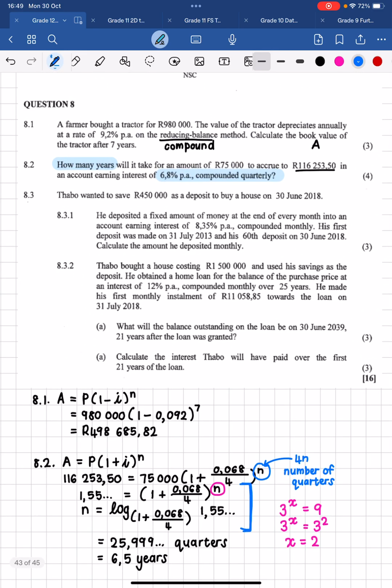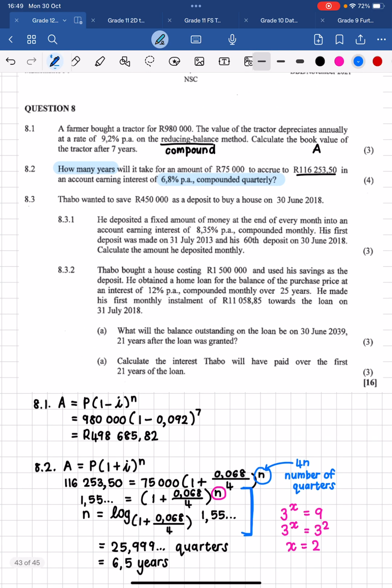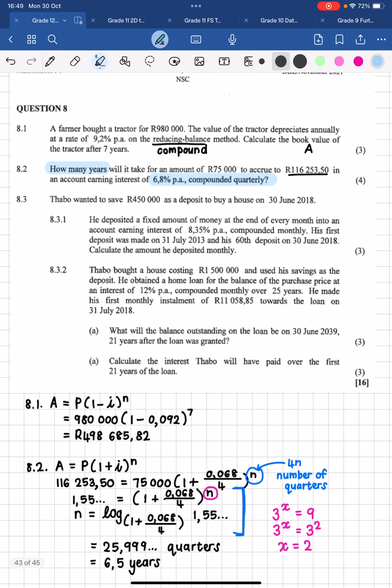So for 8.3.1, very quickly, they're saying here, Tabo wanted to save 450,000 as a deposit to buy a house on 30 June 2018. I'm going to just highlight the 450,000, that is going to be the deposit, right? And he wants to pay this deposit on the 30th of June 2018. He deposited a fixed amount of money at the end of every month. So guys, end of every month, that means that this is going to be an annuity.